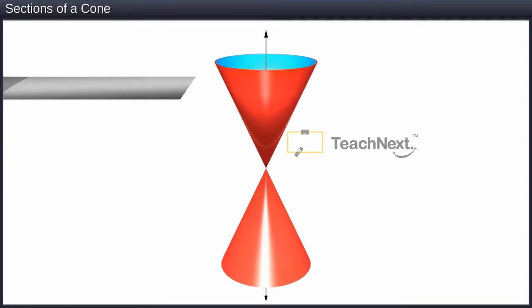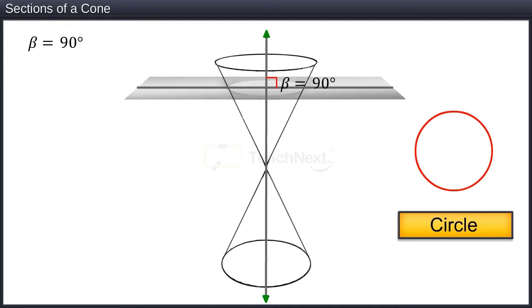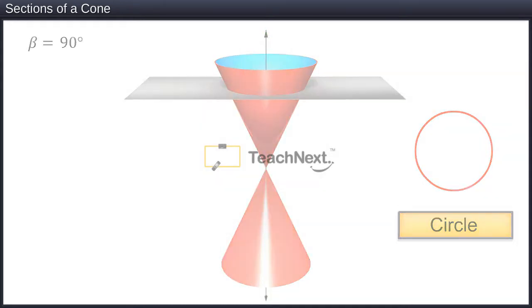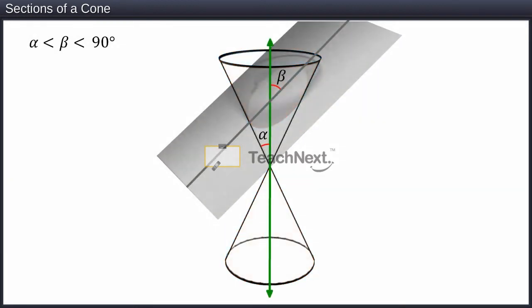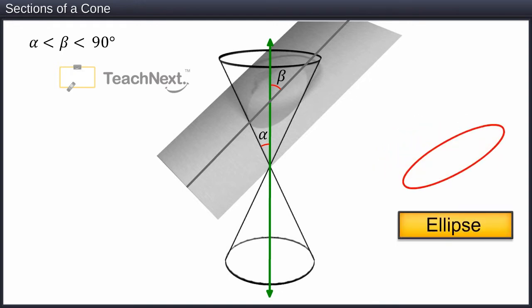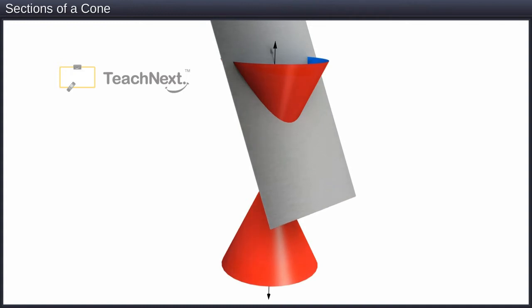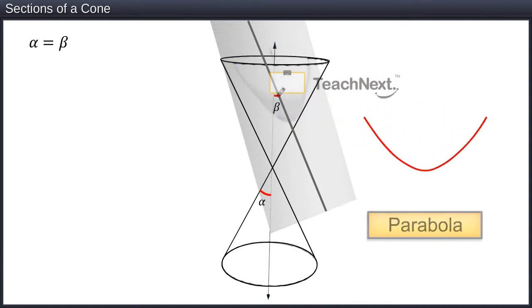If the plane intersects one nappe of the cone at right angle to the vertical axis, the resulting conic section is a circle. If the plane intersects one nappe of the cone such that angle beta is greater than angle alpha but less than 90 degrees, the resulting conic section is an ellipse. If the plane intersects one nappe of the cone such that angle beta is equal to angle alpha, the resulting conic section is a parabola.